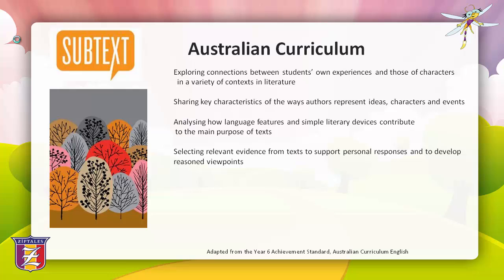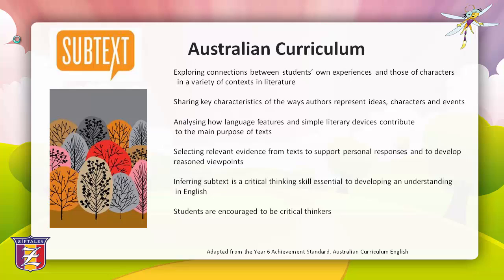Inferring subtext is also a critical thinking skill, which is essential to developing understanding in English. Students are encouraged to be critical thinkers, develop and employ critical thinking and reasoning through close analysis of texts, and that was adapted from the organisation section of the Australian Curriculum English.